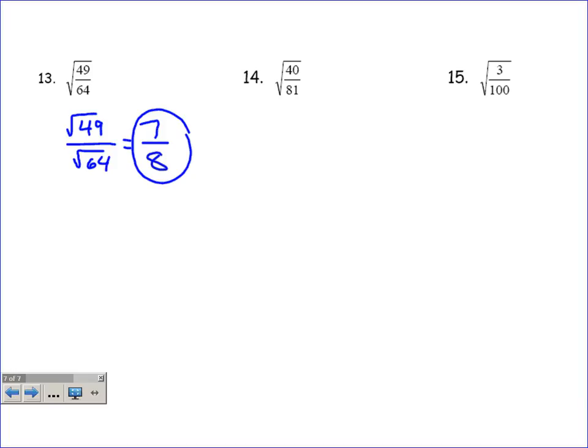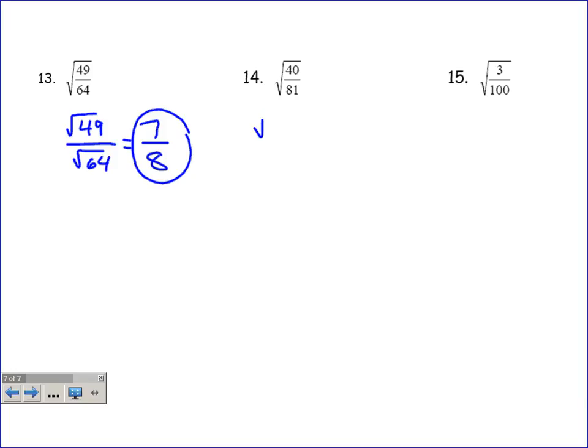Don't need any square root symbols because the square root of 49 is the same thing as 7, and the square root of 64 is the same thing as 8. Can't simplify that any further. If we could, like if it was 70 divided by 8, yeah, we can simplify that further. Okay? For perfect squares.